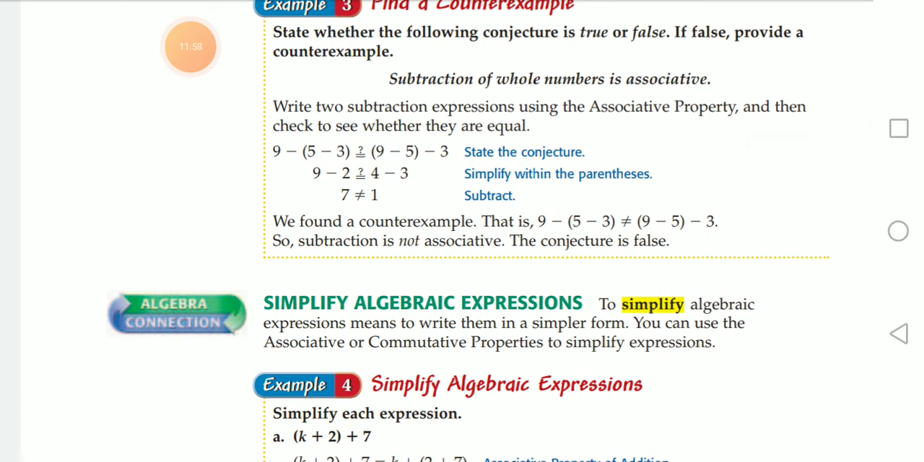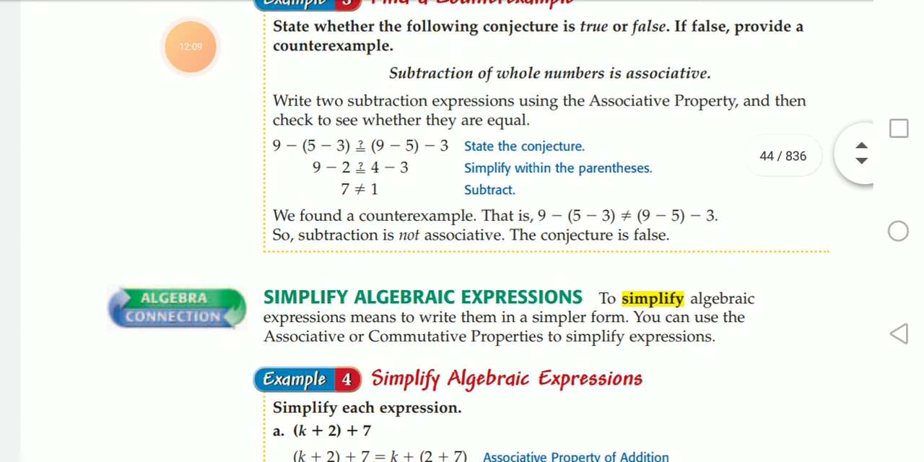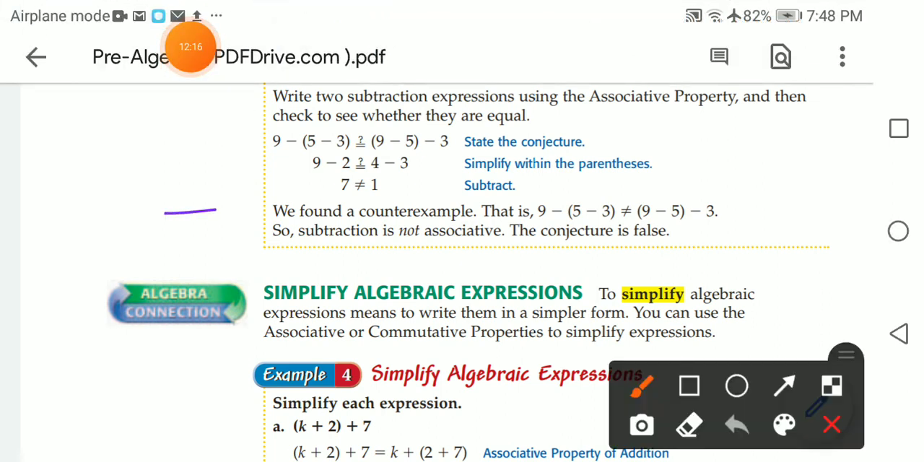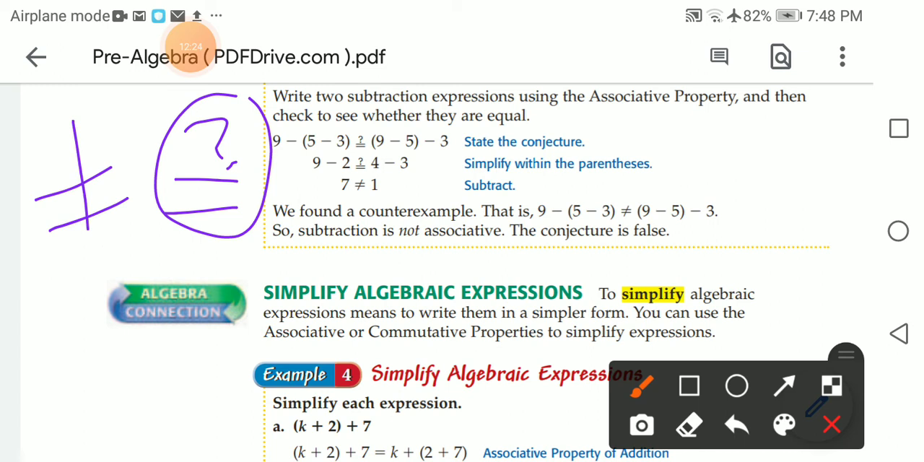Subtraction of whole numbers is associative. Write two subtraction expressions using the associative property and then check to see whether they are equal or not. So I have here 9 minus 5 minus 3. Is it equal or not? This is the question of equal or not. So 9 minus bracket 5 minus 3, close the bracket, is it equal to 9 minus 5 in brackets minus 3?